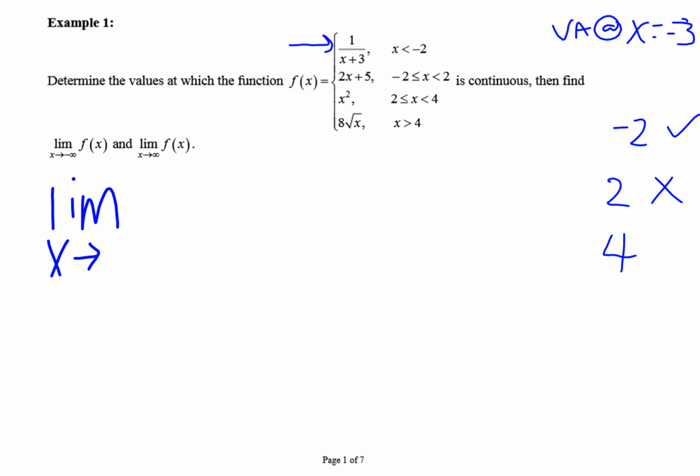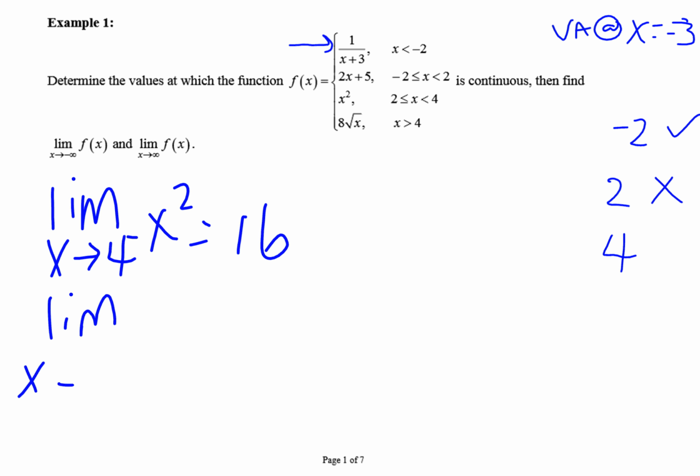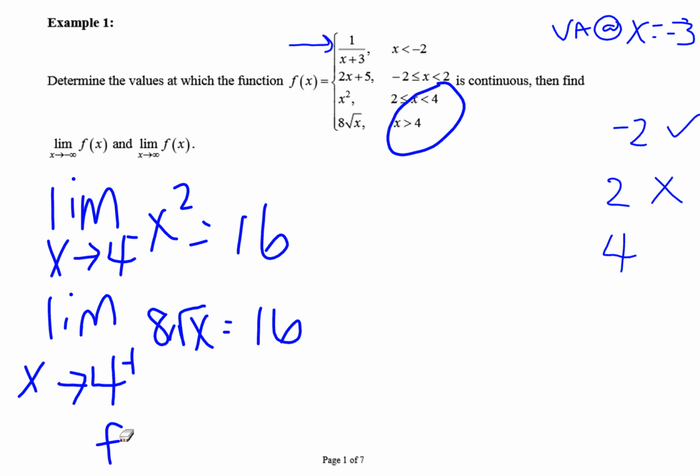Okay, limit as x approaches 4 from the left. That would be 16. Limit as x approaches 4 from the right. So it appears it's continuous. However, where would you plug in 4 to get the function value? You can't. It isn't defined at 4 anywhere, so it's discontinuous there.